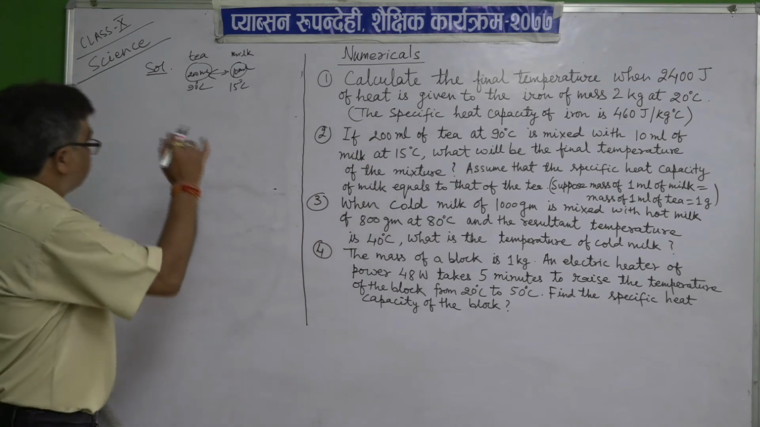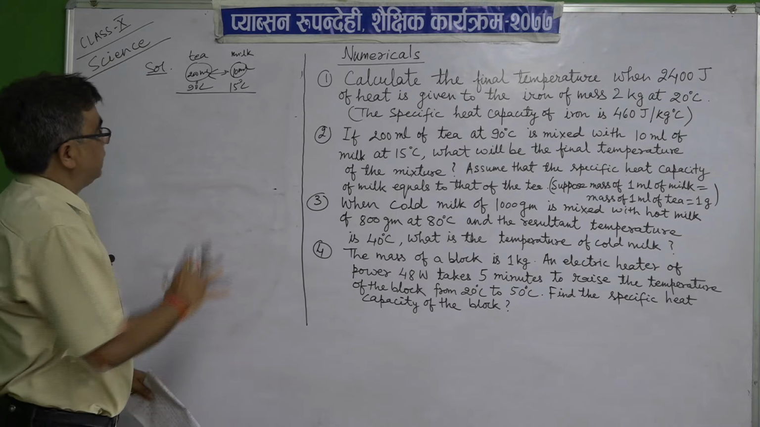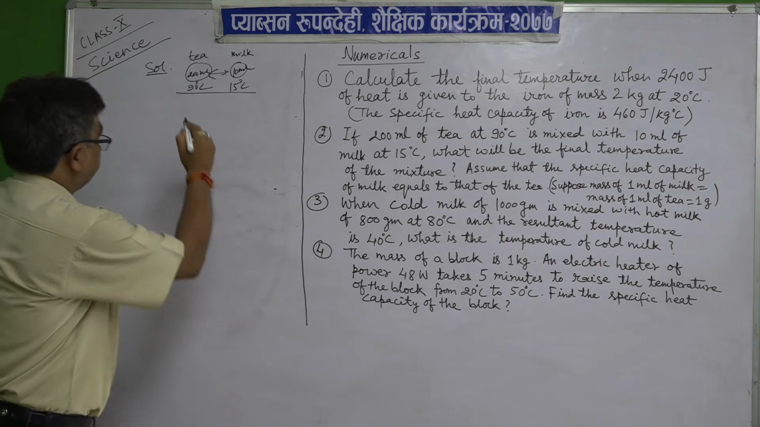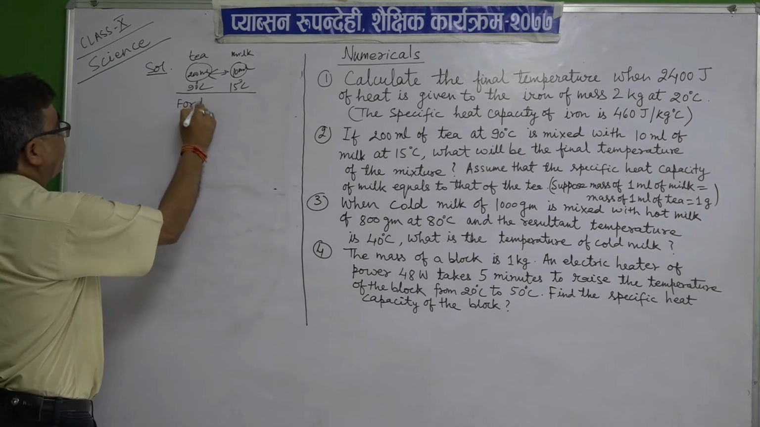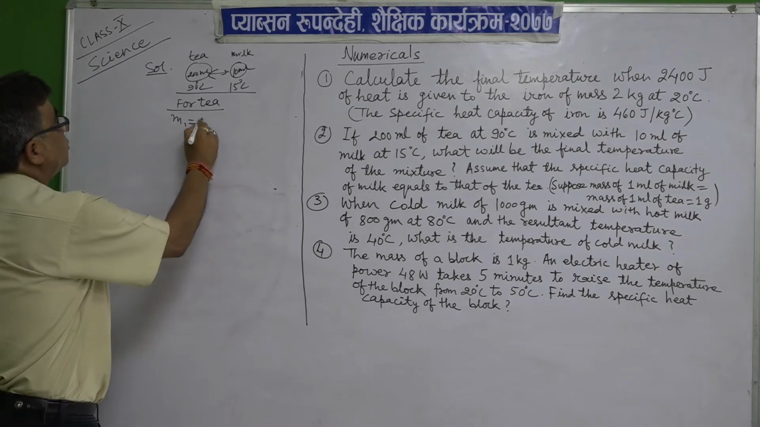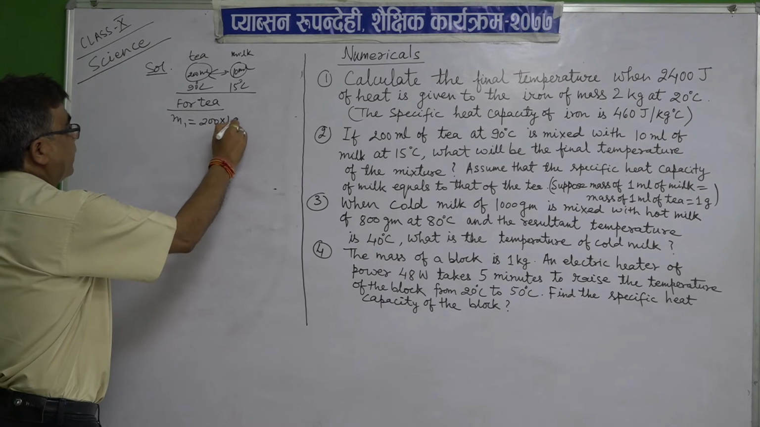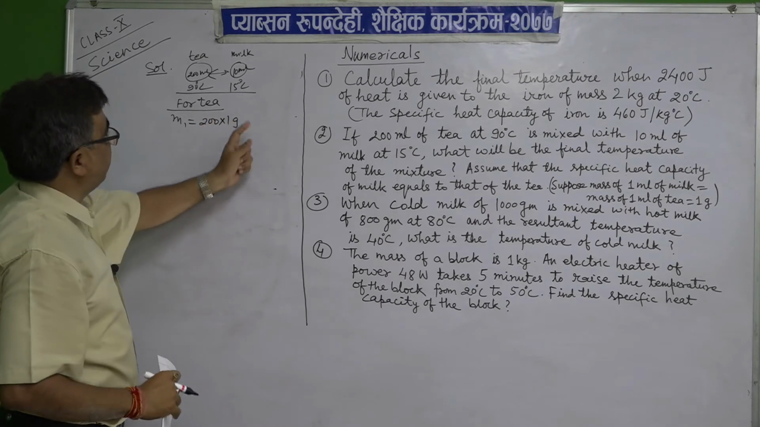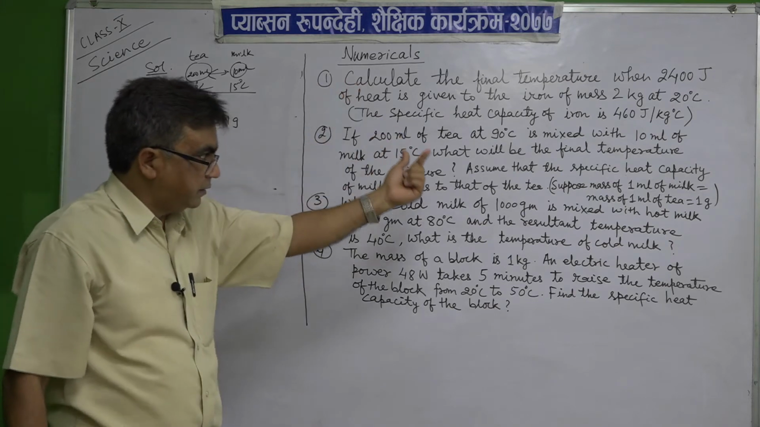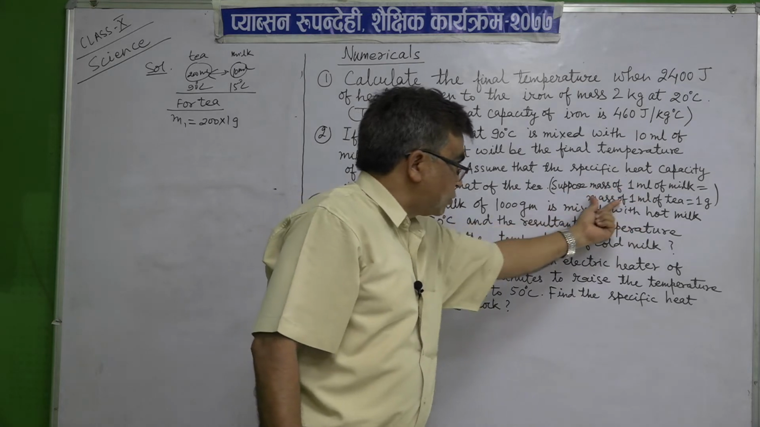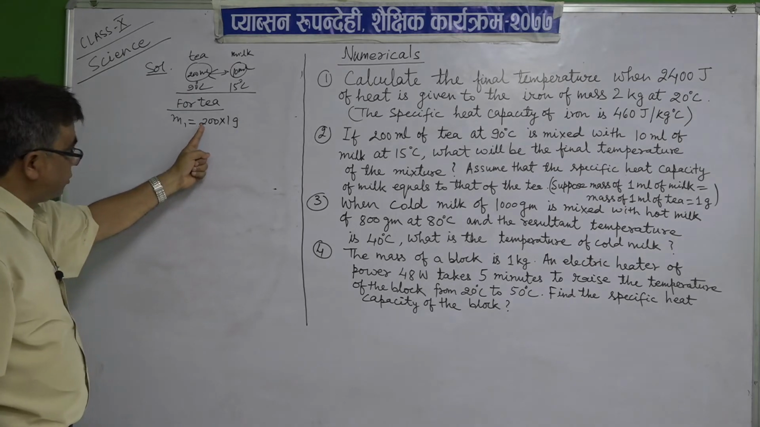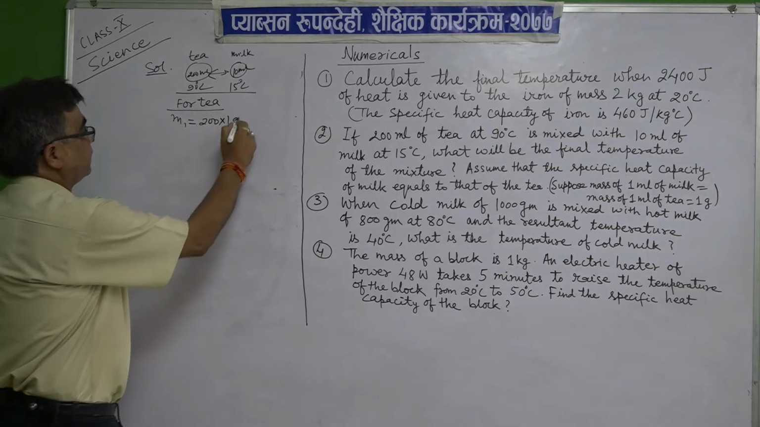Okay. So, how do we do it? Here we have to use the principle of calorimetry. For tea, M1 is 200 ml into 1 gram, because actually the volume is given as 200 ml, but it is given that the mass of 1 ml of milk equals the mass of 1 ml of tea equals 1 gram. So, that is why we can write 200 ml as 200 into 1 gram, that means 200 gram.